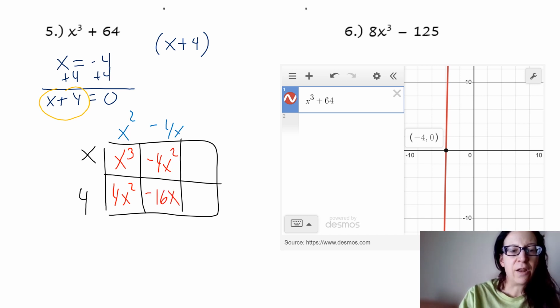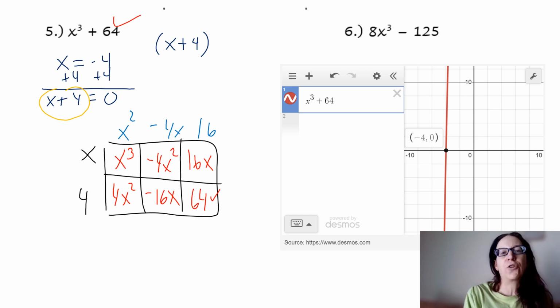-4x times 4 is -16x. And of course, as before, there's no linear term, which means that whatever goes right here in my division has to balance out that -16x. That's got to be +16. So that'll be +16x. X times what gives me +16x? Well, that'll be 16. And then 16 times 4 is 64, and I have my check.